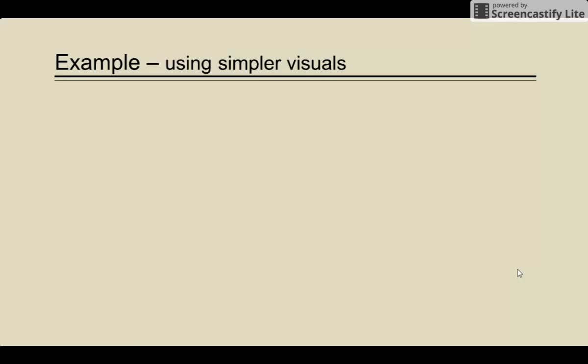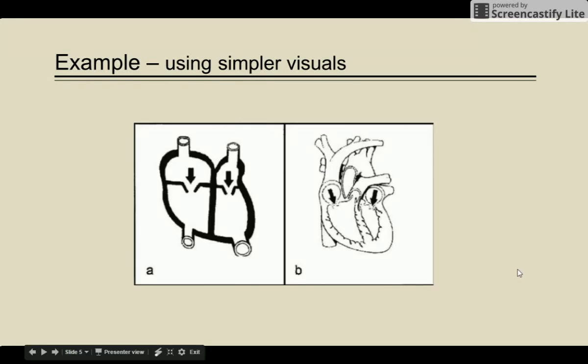In the second example here, this is a good example for using simpler versus more detailed visuals. In a study conducted by Butcher in 2006, it was found that using simpler drawings, such as the one in Figure A, was more effective, and there was a greater attempt for understanding of how the heart works, as opposed to using a more detailed illustration like the one in Figure B.